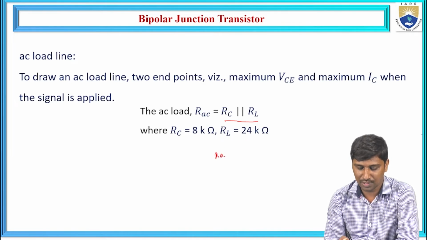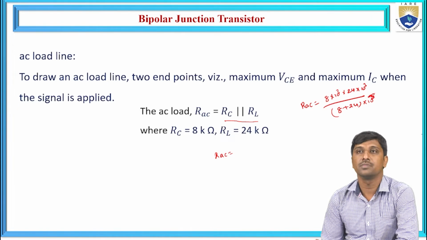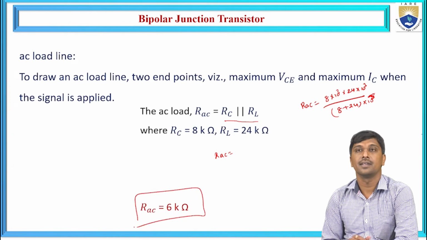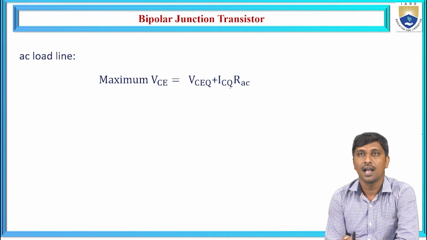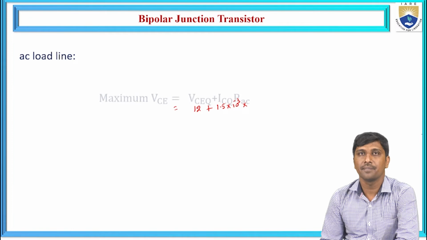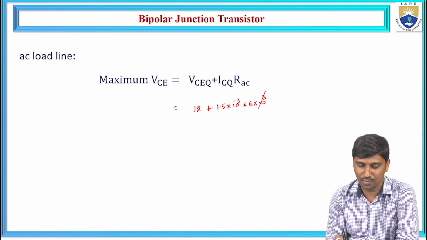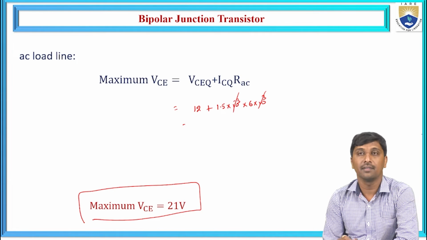Now the parallel combination of these values gives RAC, which is RC parallel with RL: 8 into 10 power 3 times 24 into 10 power 3, divided by 8 plus 24 into 10 power 3, in kilo ohms. Solving this, RAC is 6 kilo ohms. Now we find the maximum VCE, that is VCEQ plus ICQ into RAC. VCEQ is 12 volts, ICQ is 1.5 into 10 to the power of minus 3, and RAC is 6 into 10 to the power of 3. The 10 power 3 and 10 power minus 3 cancel. Solving this, the maximum VCE is 21 volts.